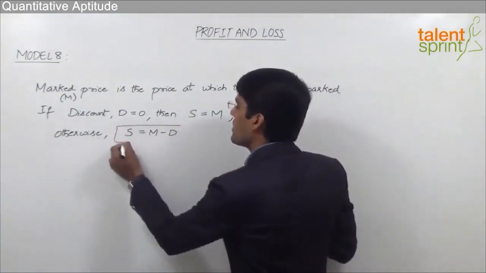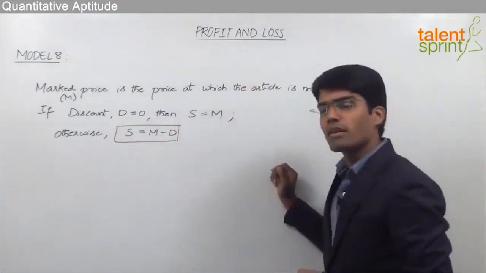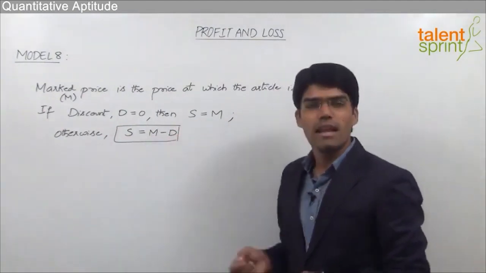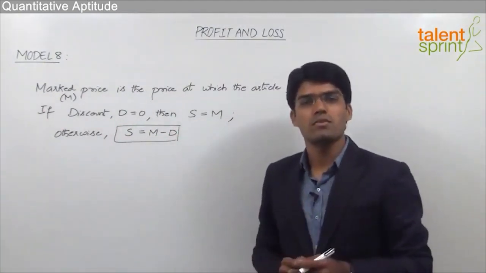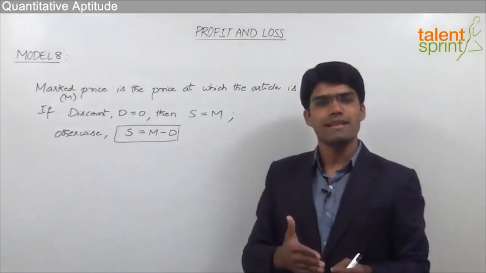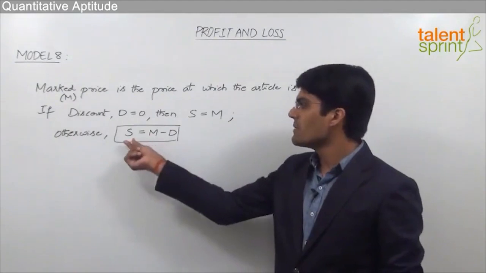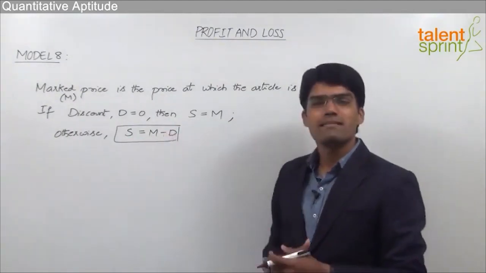So selling price is always marked price minus discount. And if the discount is 0, selling price will be M minus 0. That is nothing but M. So the simple point to be understood here is whenever there is no discount, selling price is same as marked price. But when there is a discount, selling price should be taken as marked price minus discount.